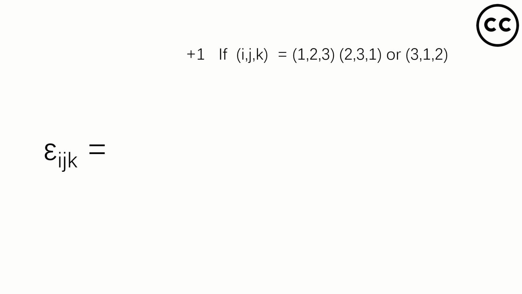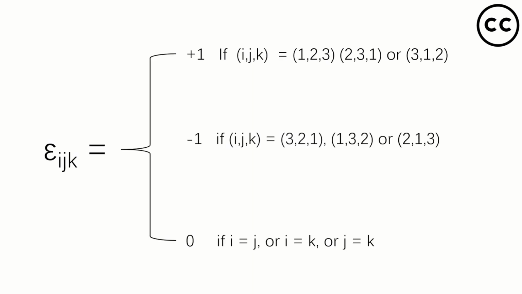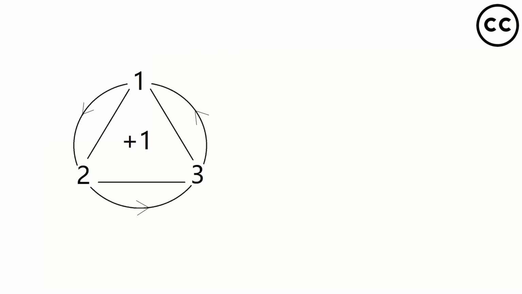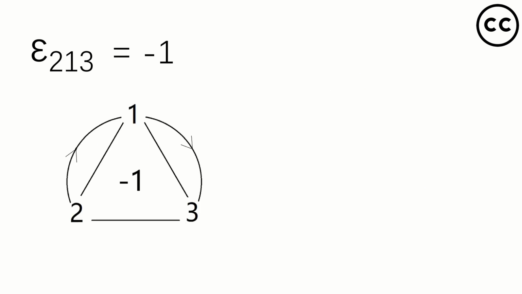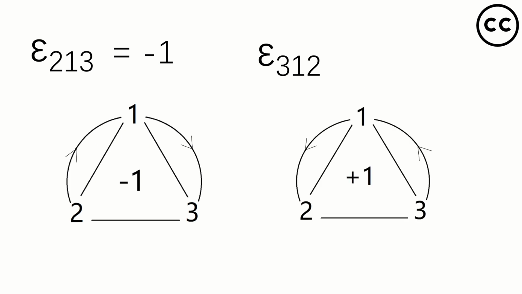And for the Levi-Civita tensor, if ijk is a permutation of 1, 2, 3, 2, 3, 1, or 3, 1, 2, it equals 1. If the permutation is 3, 2, 1, 1, 3, 2, or 2, 1, 3, it then equals minus 1. Otherwise, it equals 0, which means that if any 2 or 3 indices are equal, then it outputs 0. A way to remember this is to write 1, 2, 3 anticlockwise as the vertices of a triangle. If the permutation is anticlockwise, then the Levi-Civita tensor equals 1, and similarly, minus 1 for clockwise permutation. For example, 2, 1, 3 goes clockwise, therefore epsilon 2, 1, 3 is minus 1. On the other hand, 3, 1, 2 goes anticlockwise, so epsilon 3, 1, 2 is plus 1.